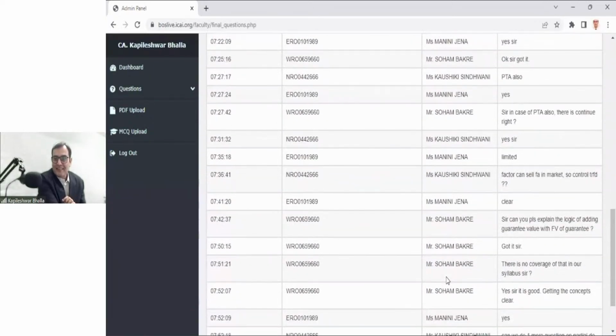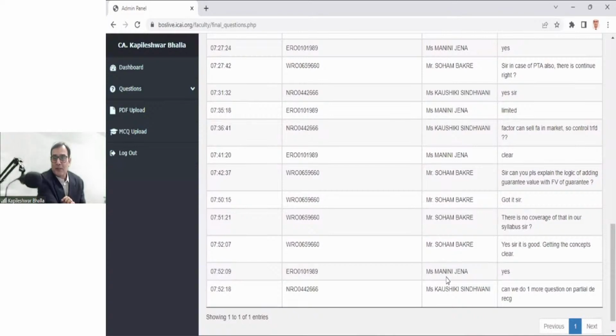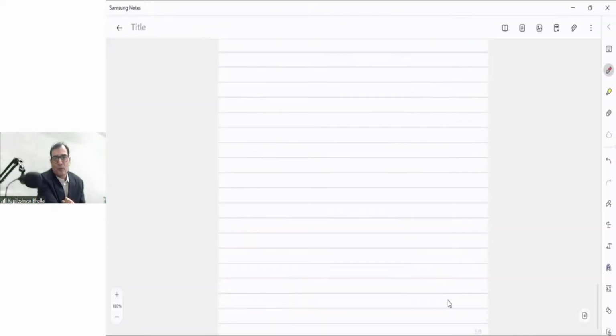And yes, I think, Shomi, you said, sir, it is good getting the concepts clear. Yes, Manini. And Kaushiki, sir, can we do one more question on the partial derecognition? Well, I think there are no more questions available on this area, neither any examination or RTP questions. This is the only question which is available on partial derecognition.